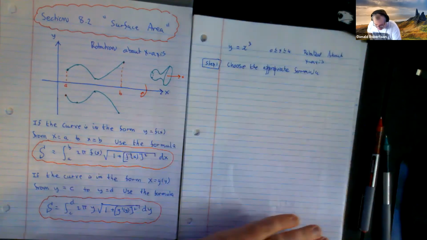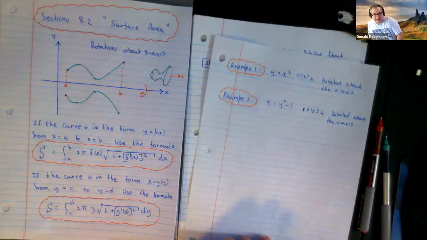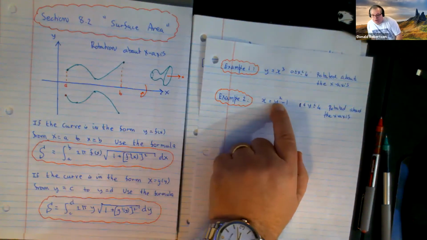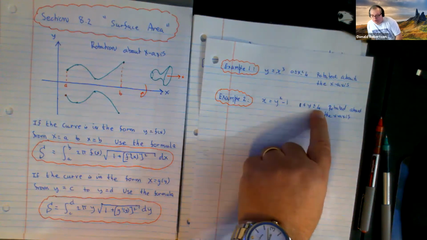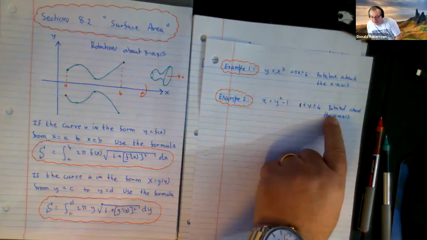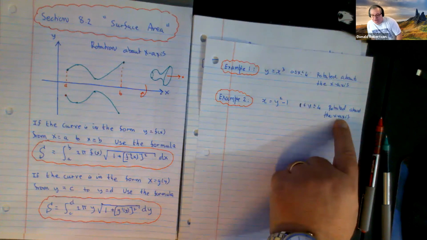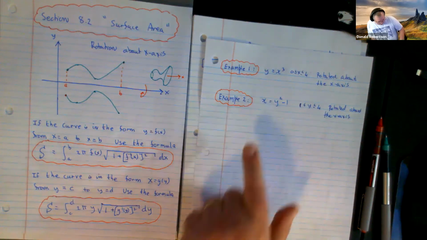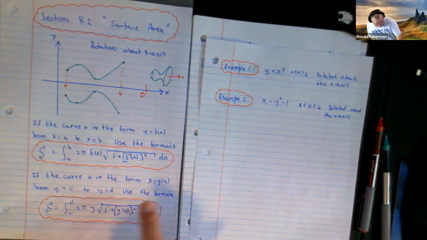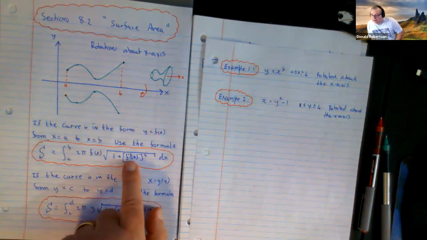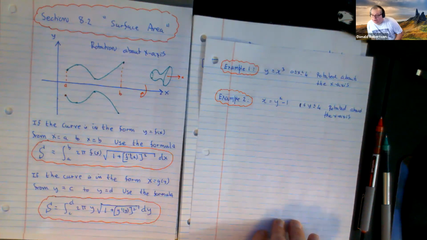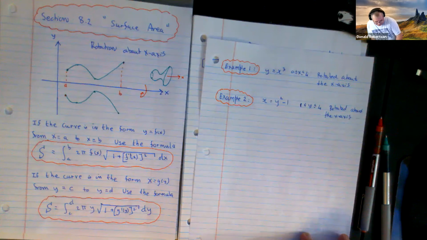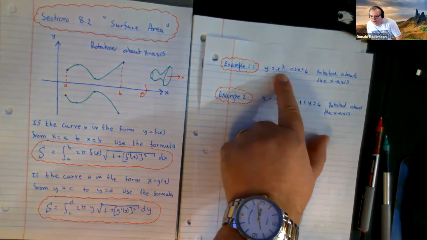Now, if they had said x equals y squared minus 1 from y equals 1 to 4, but they said rotate this curve about the x-axis, this one here would be using the second formula, and the one that we're doing right now uses the top formula. Can you see how you can tell which formula to use?